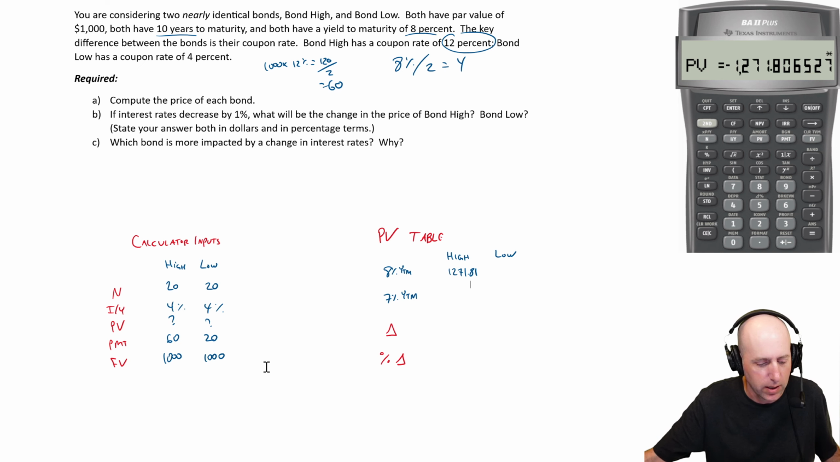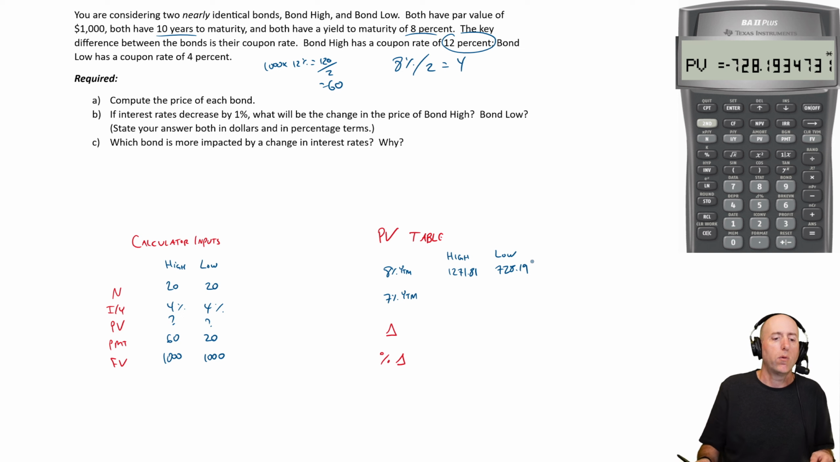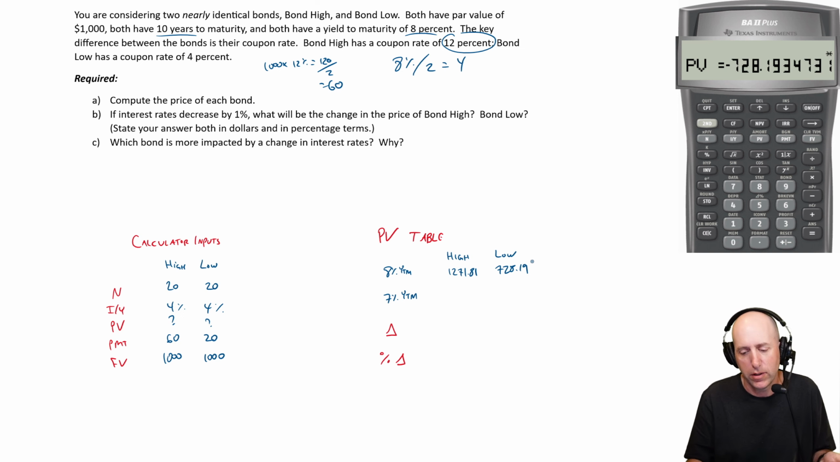For low, it's going to be below 1,000. We're expecting it to be a discount. We just changed the PMT though. That's the only thing different between the two options. So I change the PMT. I can compute PV. All the other numbers hold. 728.19. Okay, so that's part one. We've got the prices of the bonds. A $270 discount and a $270 premium.